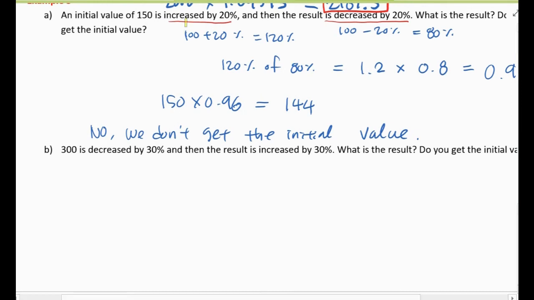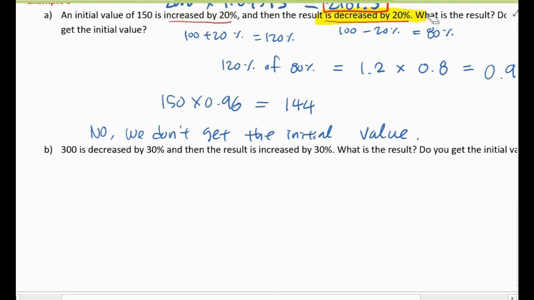We increase it by 20% first, and we decrease it by 20% next. We increase by 20% and decrease by the same number. But why didn't we get the same result? Why didn't we get the initial value? Why do you think so?